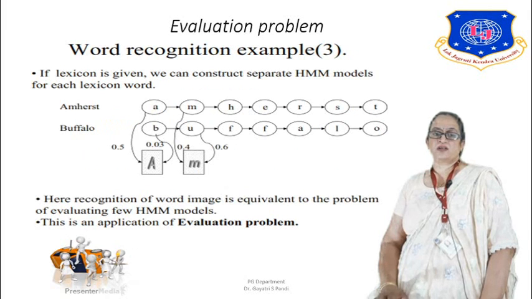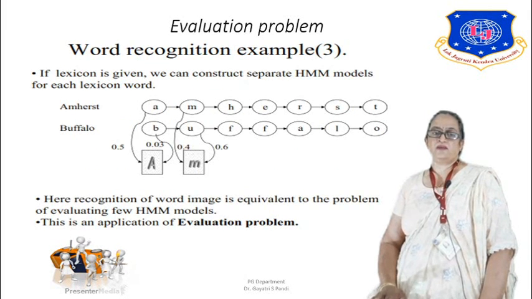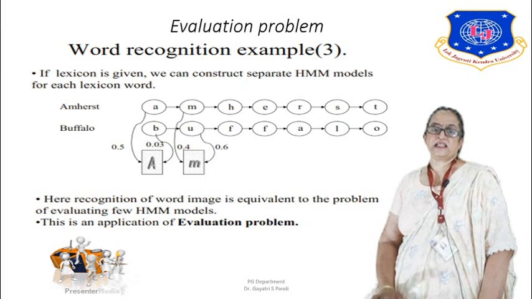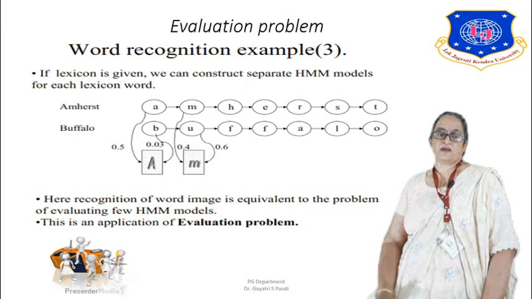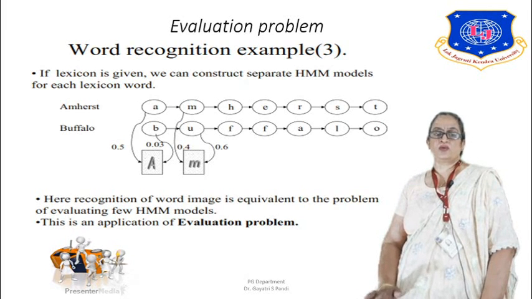And this is word recognition problem 3. If a lexicon is given, we can construct a separate HMM model for each lexicon word. So here you have Amherst, and the lexicon model for that is constructed, and the movement is basically from A to M to H to E to R to S to T. Right? And similarly for Buffalo, a similar sequence is given, and the probability of it being A is 0.5 and the probability of it being B is basically 0.03. Similarly, the various other probabilities are given. So here, recognition of a word image is equivalent to the problem of evaluating a few HMM models. So this is an application of the evaluation problem.